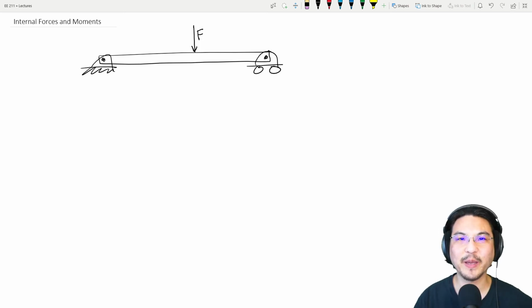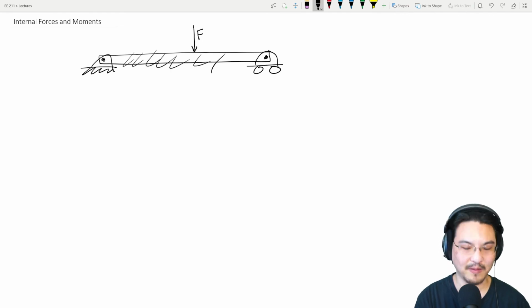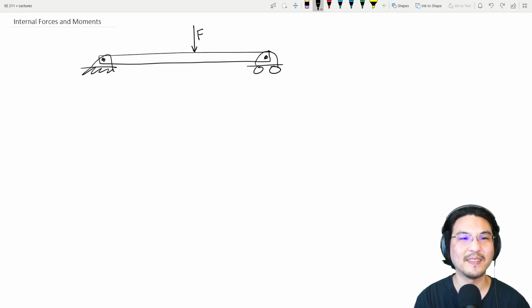Everybody, brand new topic. Up until this point, when analyzing structures, we've been trying to solve for the reactions at the joints and at the supports. Now it's time to look internal to the members of the structure. We want to know the internal forces and moments at every point along the members of a structure. But for now, let's focus on the internal forces and moments at a particular point.